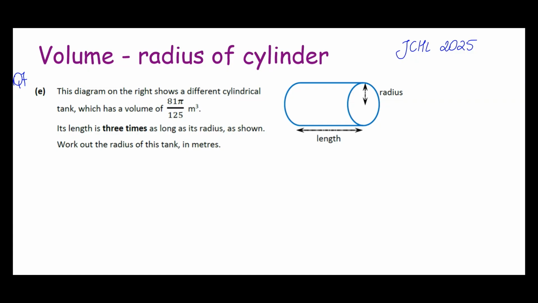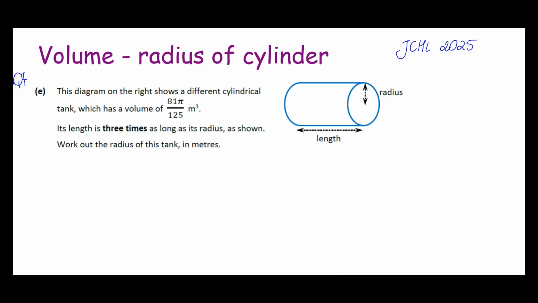So we are looking again at the volume of a cylinder, but here a slightly different aspect. Let's see. The diagram on the right shows a different cylindrical tank, which has a volume of 81 multiplied by pi divided by 125 meters cubed. Its length is 3 times as long as its radius, as shown. Work out the radius of this tank in meters.